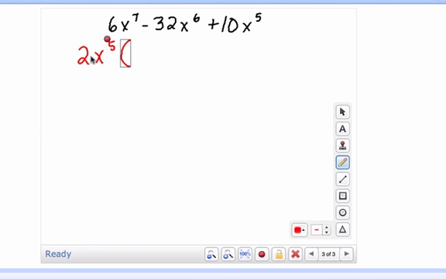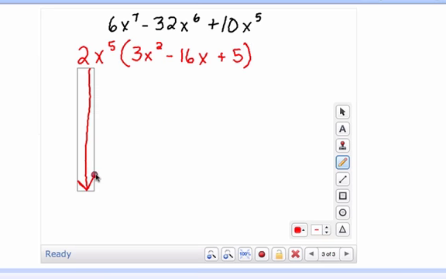And then you're common factoring out 2 times what gives me 6? 3. If I'm taking 5 of these x's away, it leaves me with 2 of them. And then 2 times what gives me negative 32, and that's going to give me a negative 16. I'm taking away 5 of those x's, leaves me with 1, plus 2 times 5 is 10. I'm taking away all those x to the 5ths. Okay, so again, remember, you're going to bring down this 2x to the 5th so we don't forget it. And then we're just going to deal with this 3x squared minus 16x plus 5.